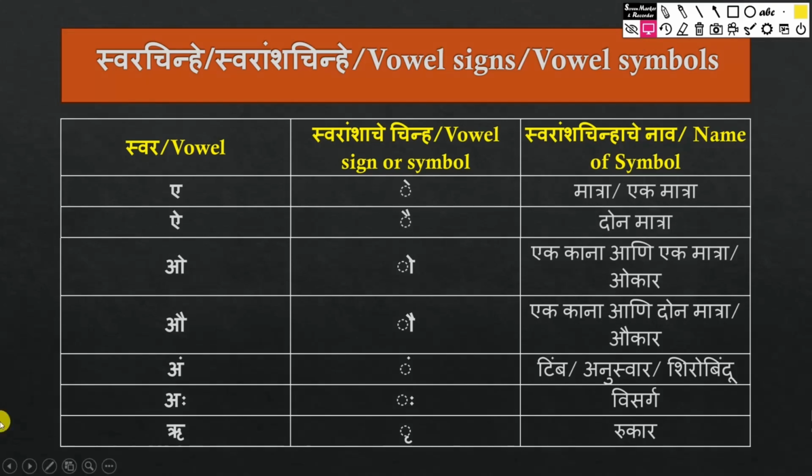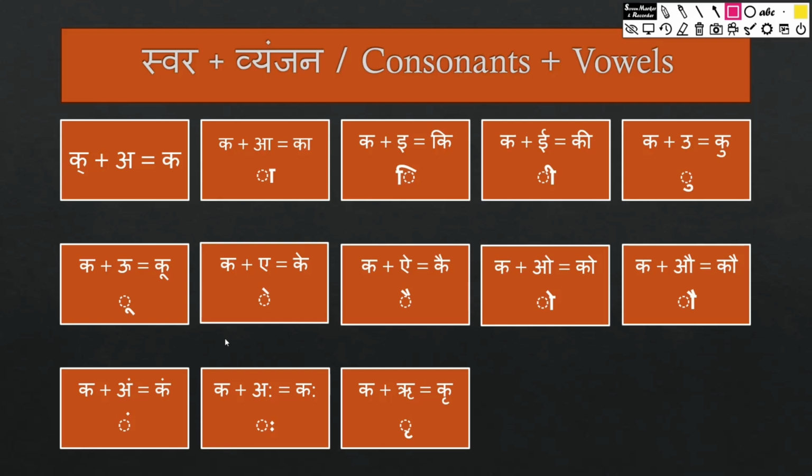Okay, the next: swar plus vyanjan, which means vowels plus consonants. As I said earlier, consonants don't have their own sounds. There is always a vowel there to support every consonant. So how will it look? It looks like this: ka, ka, ka, ka. They don't have their own sound, right? That's why a is always there, which sounds like ka.